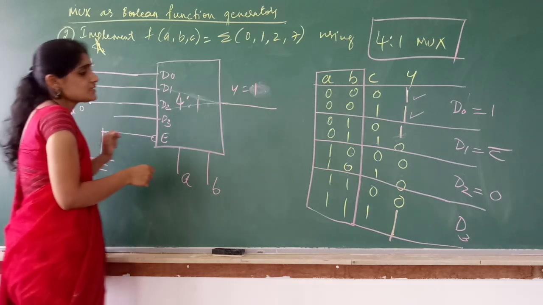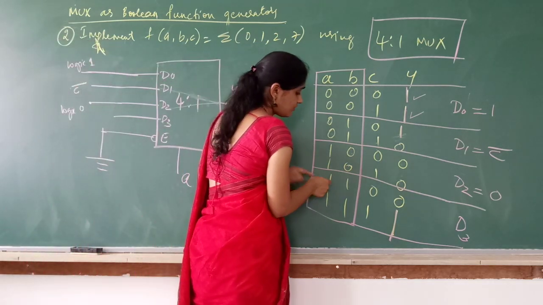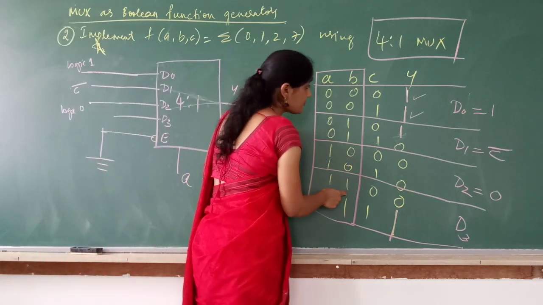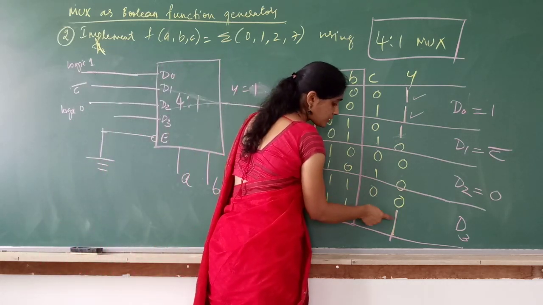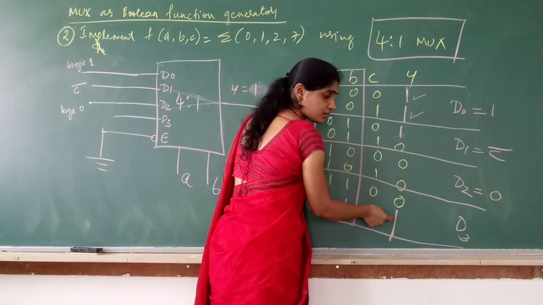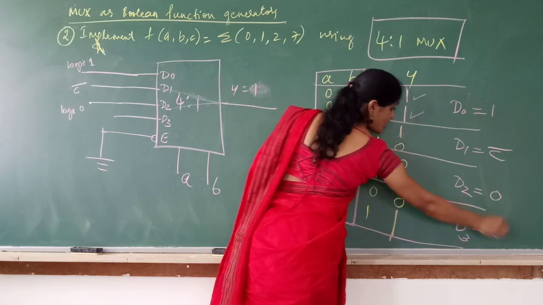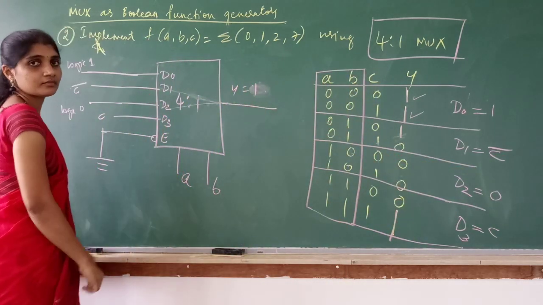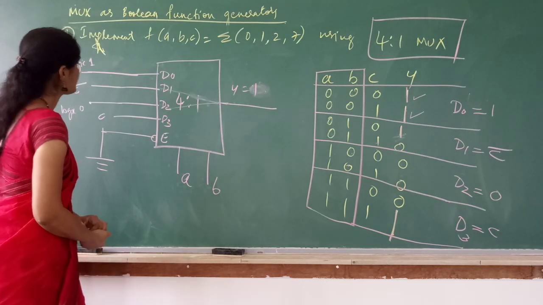Okay. Similarly, for D3, AB is 1, 1. D3 is the output. For D3, analyze the output. If C is 0, output is 0. If C is 1, output is 1. So what is D3? D3 is same as C. So D3 is equal to C. Okay, that's how you implement.